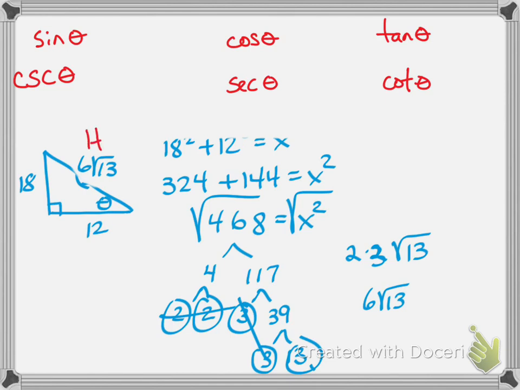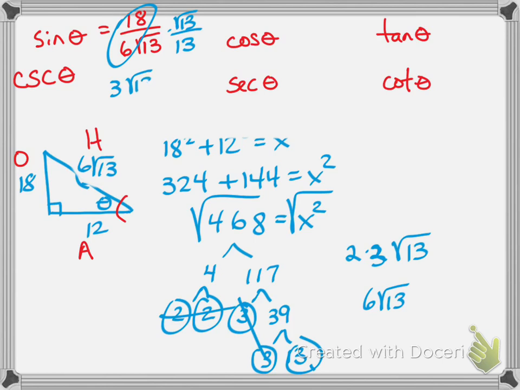Theta is the angle for this problem, so 18 is opposite and 12 is adjacent. So sine is SOHCAHTOA, so sine is 18 over 6 square root of 13. Oh, we are not allowed to leave a radical in the denominator. And right here, 18 over 6 is 3. So we're going to reduce that, and we're going to rationalize. So that's going to give 3 square root of 13 over 13. That might have been too much to do all at once there.